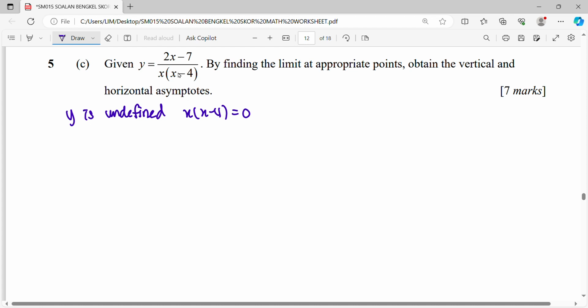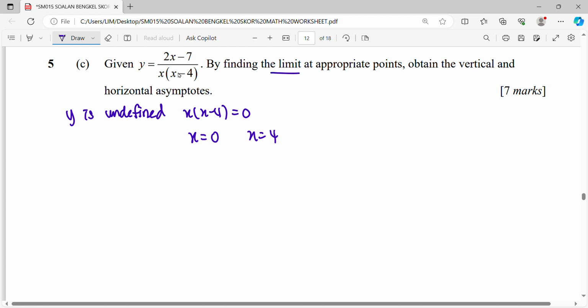So we have to find where your function is undefined. The denominator is zero. When you solve this, x = 0, x = 4. So you have two places here where you might have your asymptote, x = 0 and x = 4. Alright, so how do we verify it? How do we show that it is an asymptote? By using calculation of limit.